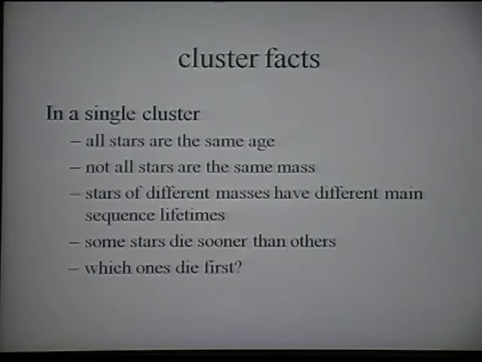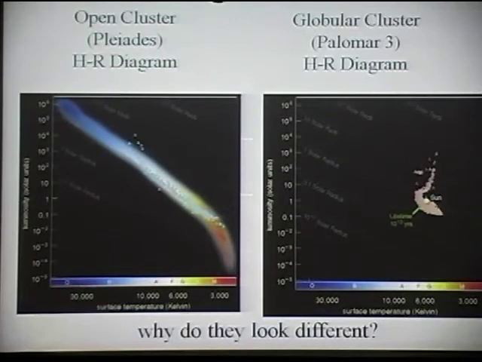So we have the Pleiades cluster, and all the little triangles mark stars in the Pleiades cluster. The main sequence goes way up. In this one, called the Palomar 3 cluster, the main sequence is very, very truncated.